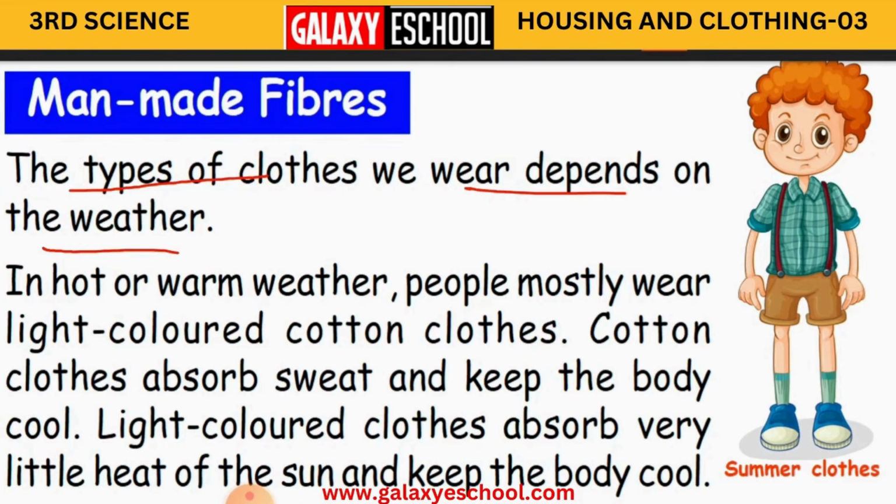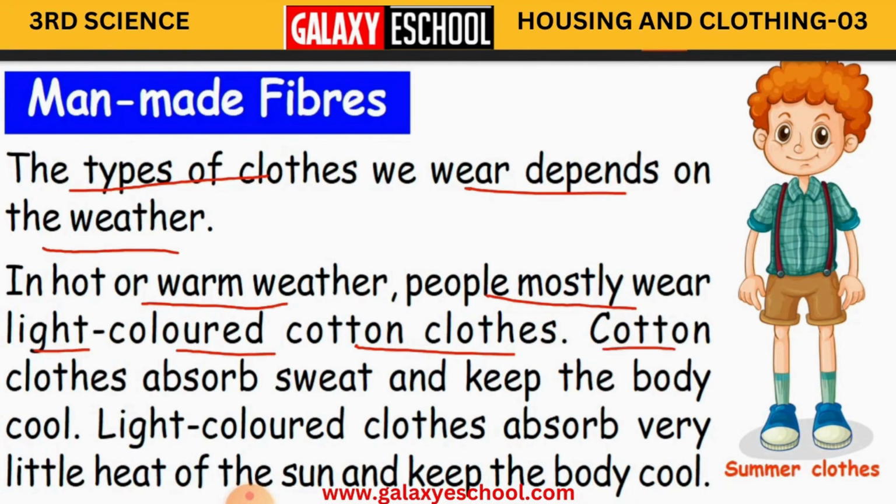Okay children, in hot or warm weather, people mostly wear light colored cotton clothes. When summer is about to come, we will be very busy shopping. Why? To purchase cotton clothes, because these cotton clothes can tolerate the heat of the sun. Even with cotton material, we prefer to wear light colors. Why? Because dark colors absorb the heat. So when the weather is hot, children, you have to wear light colors, especially cotton materials.